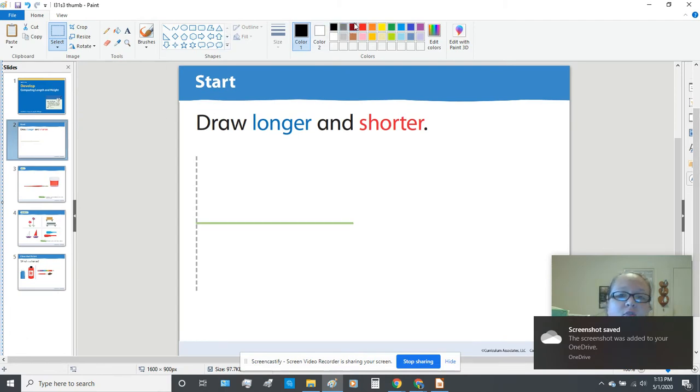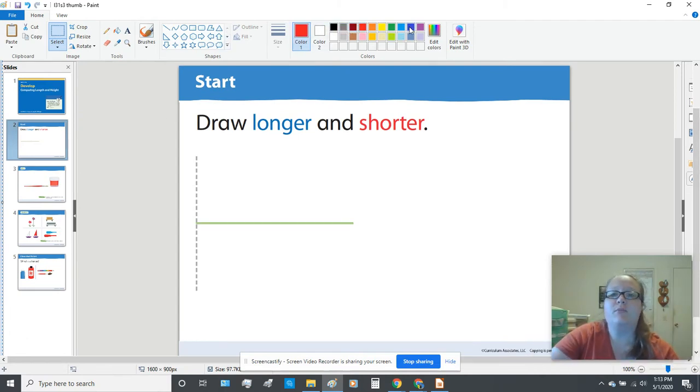So I'm going to use my red, I'm going to match it up, blue for longer, and I want you to tell me when to stop when I have a line that is longer than the green line in the middle, okay? I'm going to start at the same side. Tell me when to stop. Remember, I'm looking for longer. All right, awesome. So yes, my line is longer. I could keep going and it would still be longer than the green line.